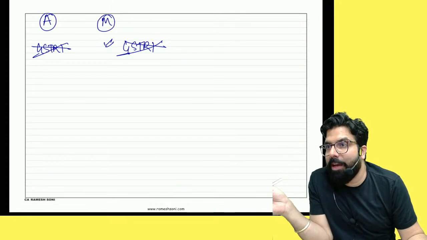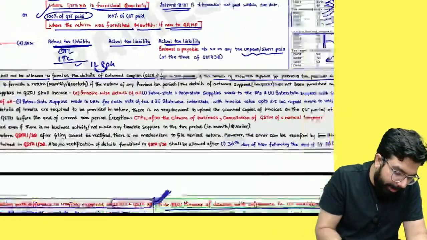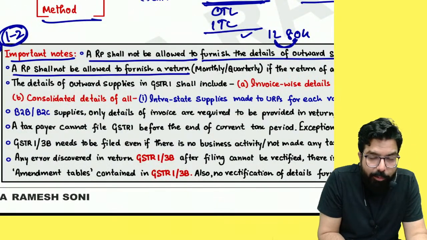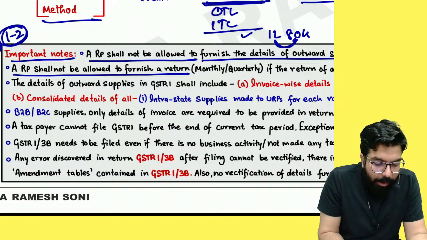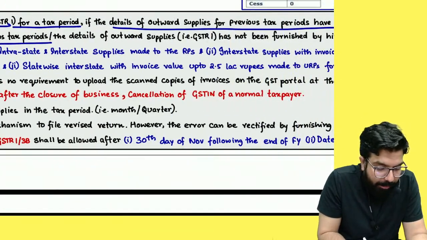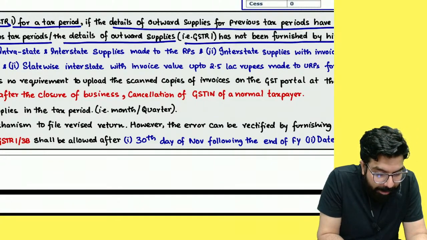Remember, last GSTR1 not filed, next GSTR1 not allowed. Next, a registered person shall not be allowed to furnish a return. Return is which one? GSTR 3B, monthly or quarterly, if return of any previous tax period or GSTR1 has not been furnished.